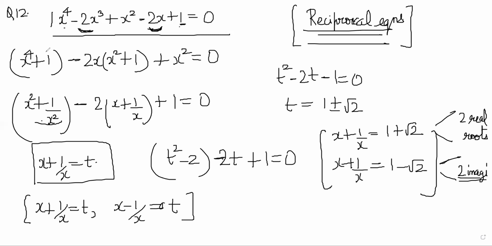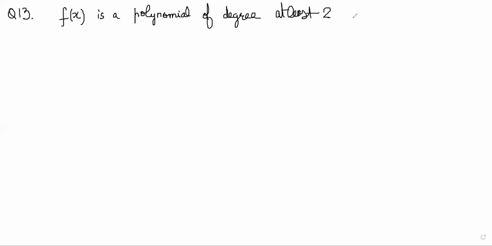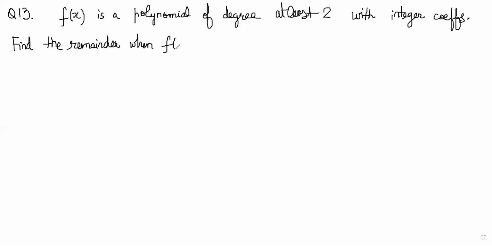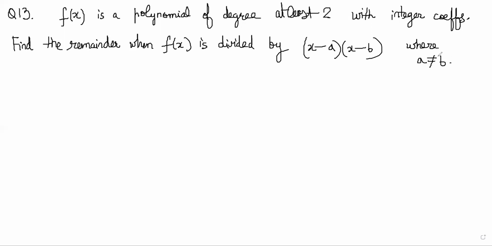The next question is another polynomial division sort of a question. Question number 13. Let's say f(x) is a polynomial of degree at least 2 with integer coefficients. Find the remainder when f(x) is divided by (x - a)(x - b), where a is not equal to b. We have to find this remainder.